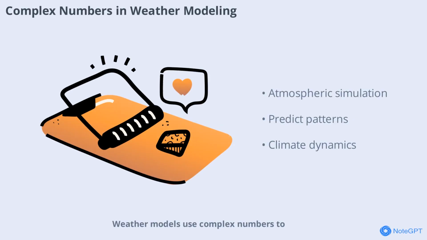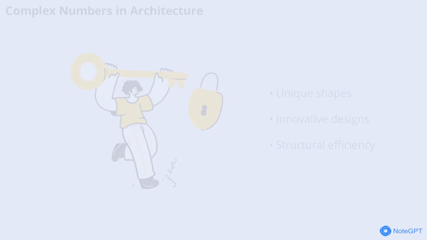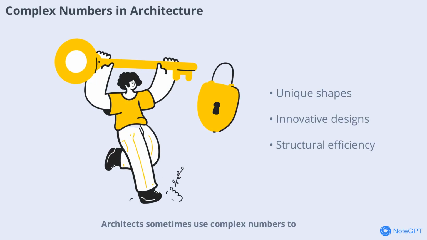Weather models use complex numbers to simulate atmospheric processes and predict weather patterns. This helps meteorologists make more accurate forecasts and understand the dynamics of our planet's climate. Architects sometimes use complex numbers to design structures with unique shapes and properties. This mathematical approach allows for innovative designs and efficient calculations in structural engineering.